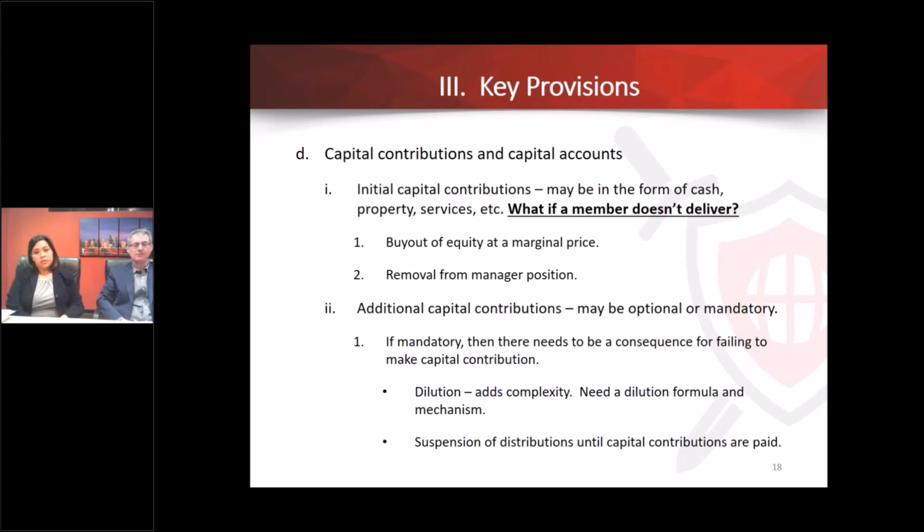So we talked about initial capital contributions, and there may be an ongoing obligation, or it could be an option to provide additional funding or resources to the company. Sometimes I've seen operating agreements where there would be a requirement to infuse cash if the manager says we need additional cash, but there's no consequence if you don't. So what maybe was intended to be mandatory is really optional, because there's no dilution or any consequence to that. So if you do intend to have a mandatory capital contribution requirement, the operating agreement needs to spell out what happens if somebody were not to fulfill their obligation.